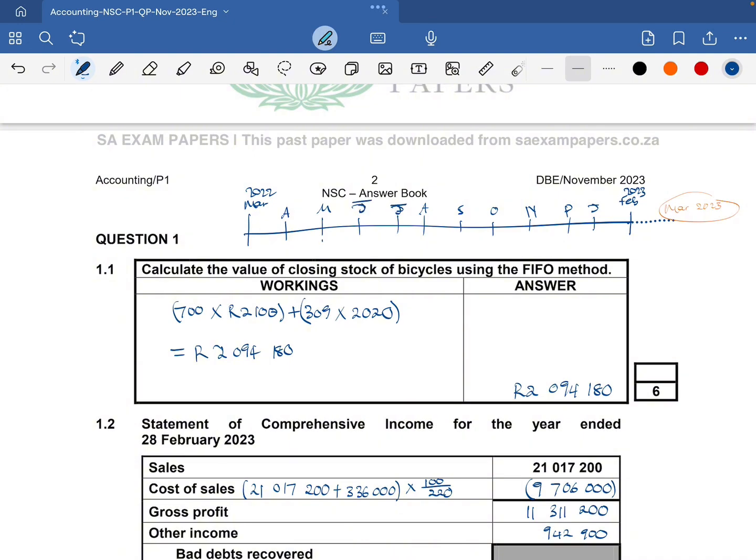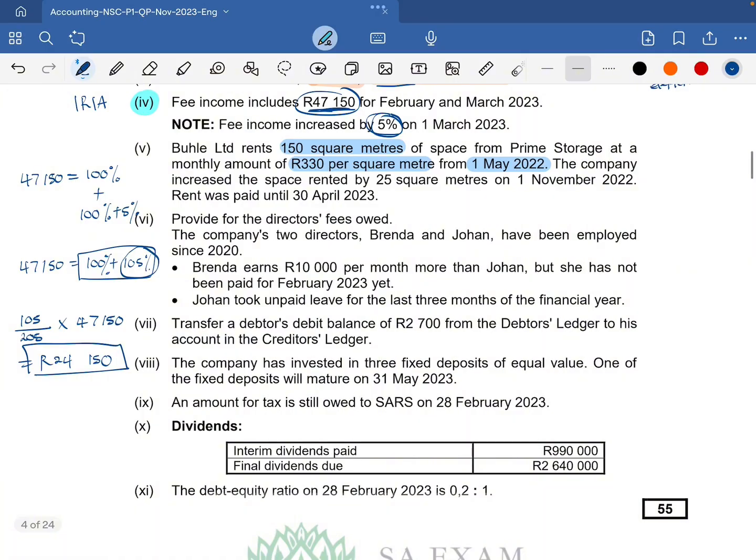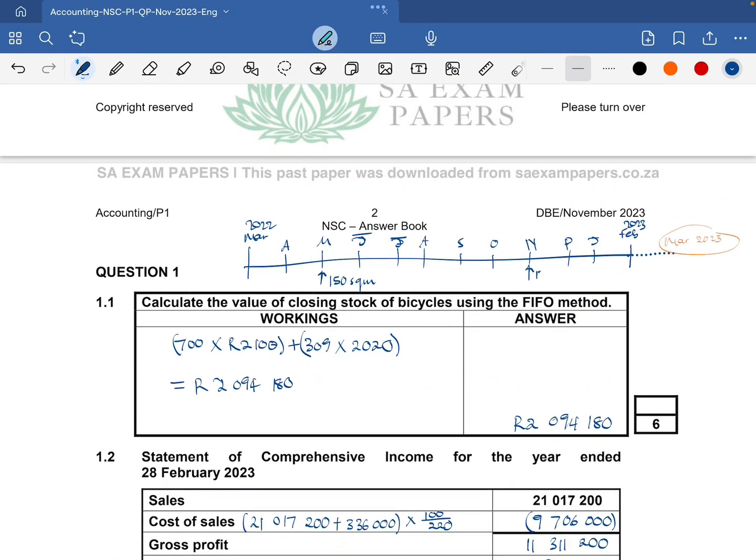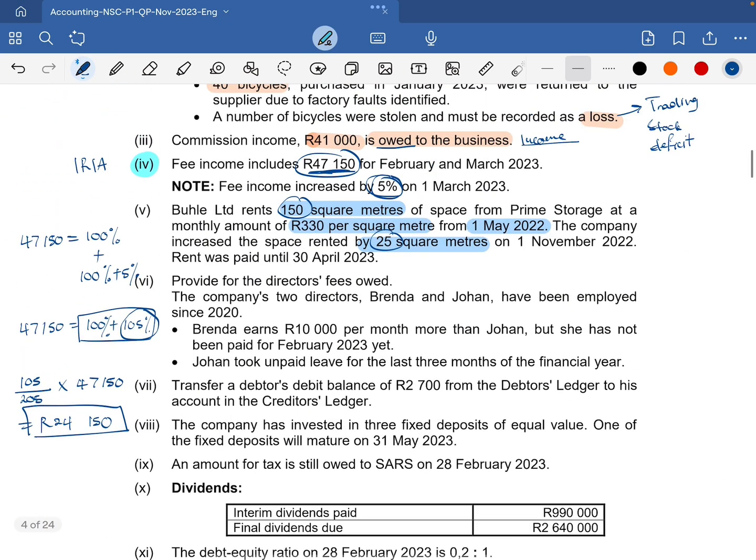Okay, so we know that on the 1st of May 2022, we were renting 150 square meters. Okay, and then the information continues to say the company increased the space rented by 25 meters on the 1st of November 2022. So from the 150, we move up by 25, which is 150 plus 25 on the 1st of November. Then now we are renting out 175 square meters. Okay, and then rent was paid until 30 April 2023. So we paid rent until April 2023.